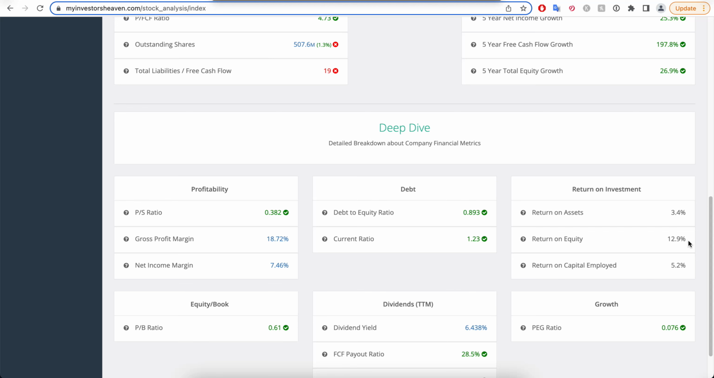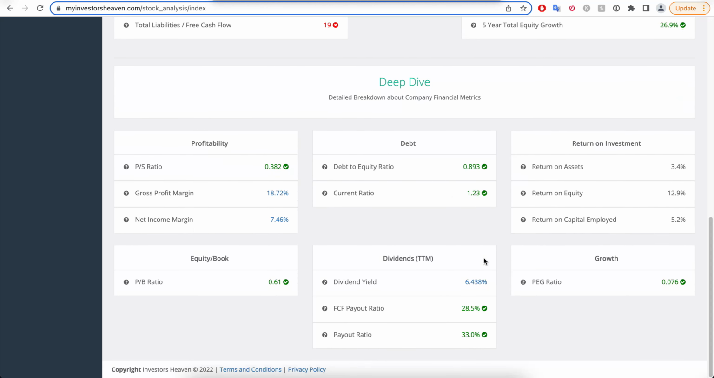And return on equity is normal at 12.9%. And you'll see that the current dividend yield is actually 6.4% with a payout ratio of about 33 and 28 when you compare it to the net income and the free cash flow. This is more relevant. Regardless, anything below 50 is very good overall.